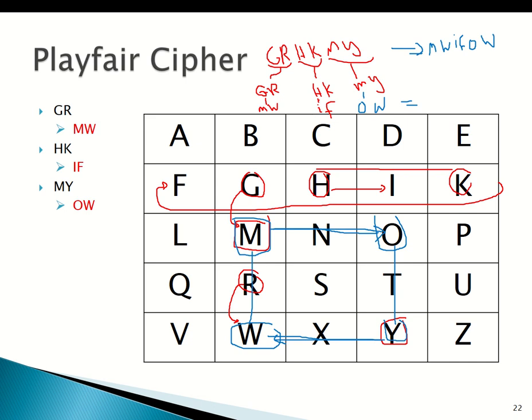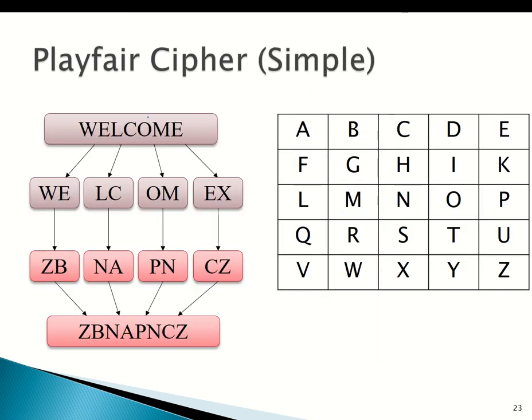All right, this is another example, for example, welcome. We split into two letters, so WE, LC together, and OM together, and the last E, there's no letter to be with E, so I add X.